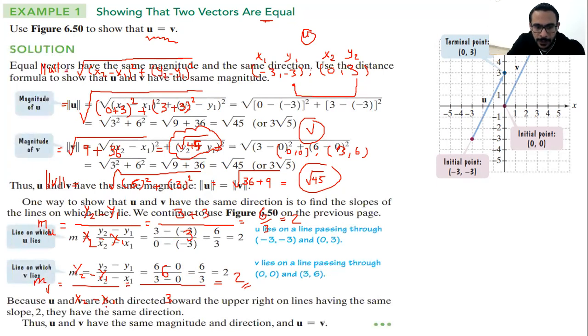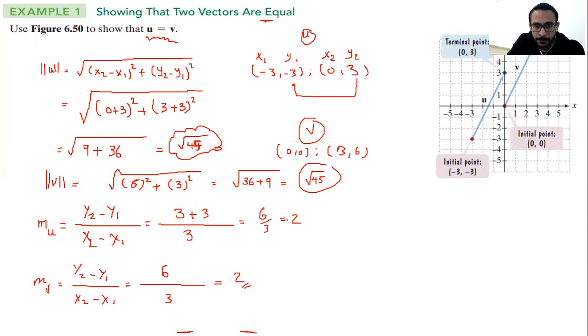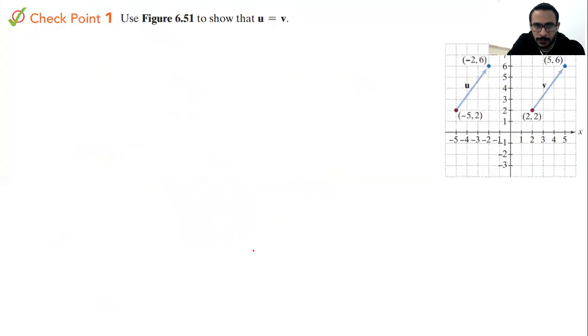It says at the end that because u and v are both directed upward, on lines having the same slope, they have the same direction. So they are equal, with the same direction and magnitude. Okay? Any question? This is a simple one, an easy check. Check point number 1, the same. So we can answer it.